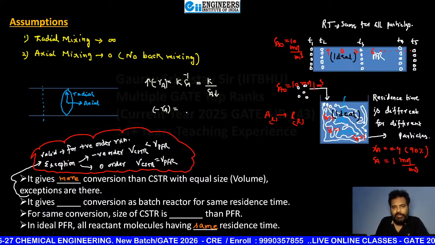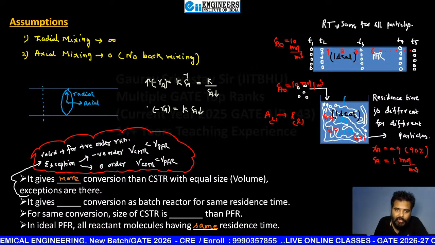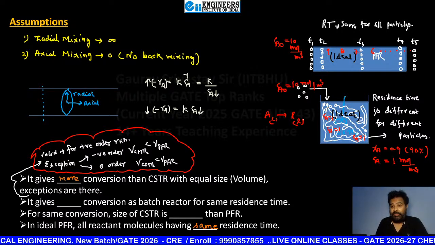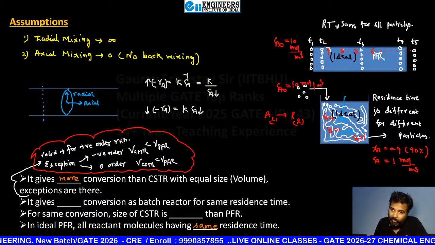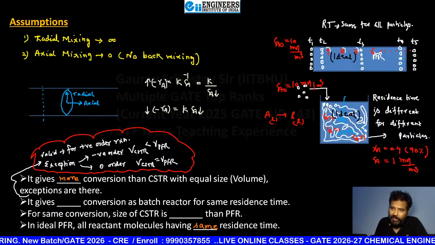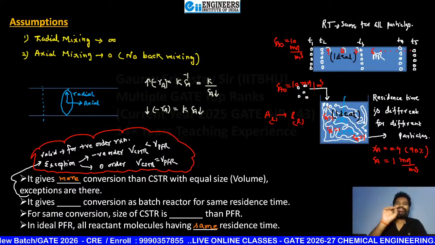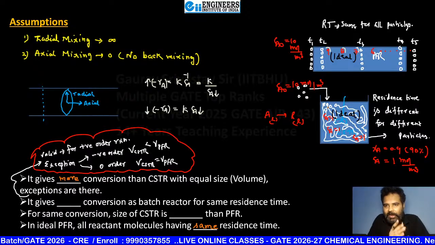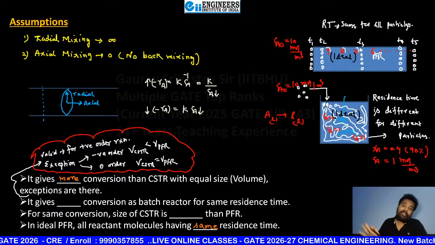But if a positive order reaction is there, then what is advantageous for us? Suppose the rate is kCA. Now if CA decreases, the rate also decreases. That means for positive order the rate is less in the CSTR, while in the PFR the rate is a little bit more. When you are moving along the reactor, the rate decreases in the PFR, but in the CSTR you get the lower rate throughout the entire reactor.